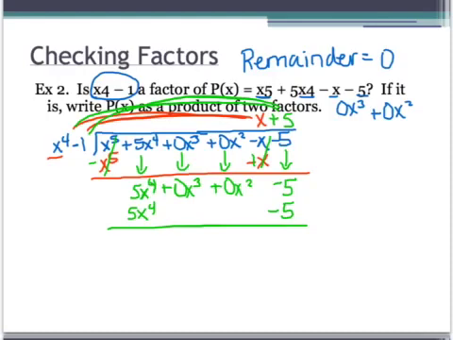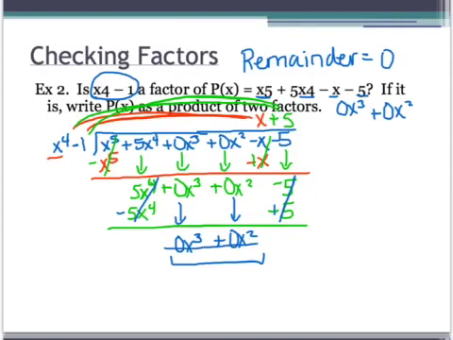I want to do subtraction again. This becomes negative and this becomes positive. 5x to the 4th minus 5x to the 4th is 0. Negative 5 plus 5 is also 0. I have no more terms after the negative 5 to bring down, but I still need to bring down my 0x cubed and my 0x squared. In this case, anything times 0 is 0, so I don't have to worry about these two leftover terms because their coefficients are 0.